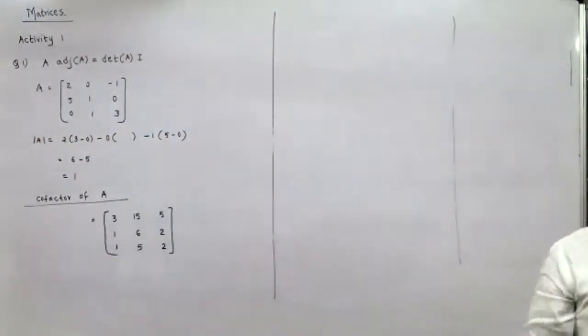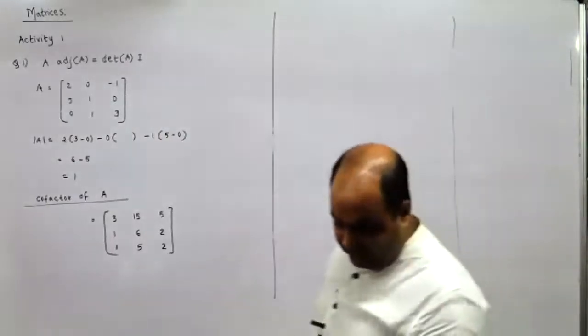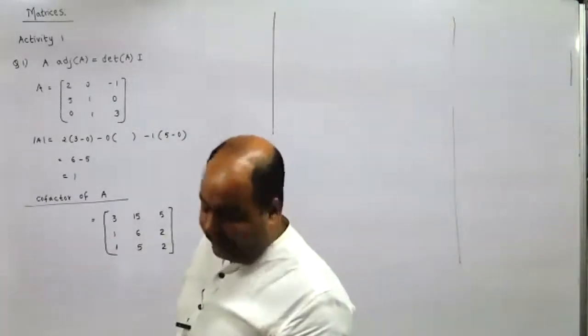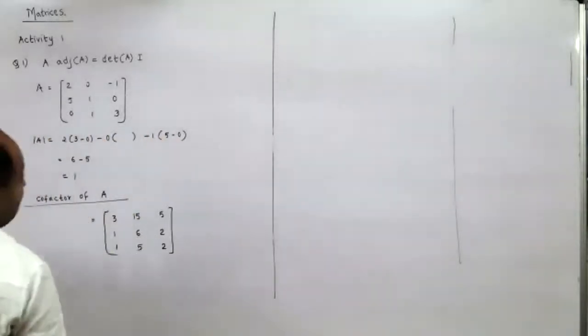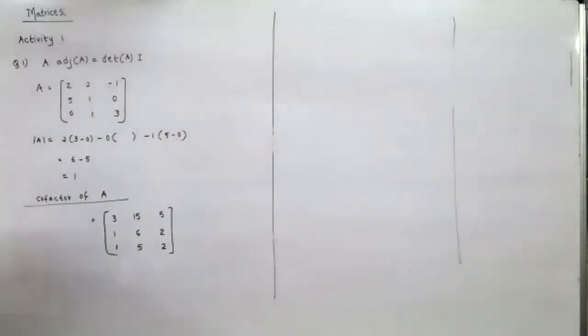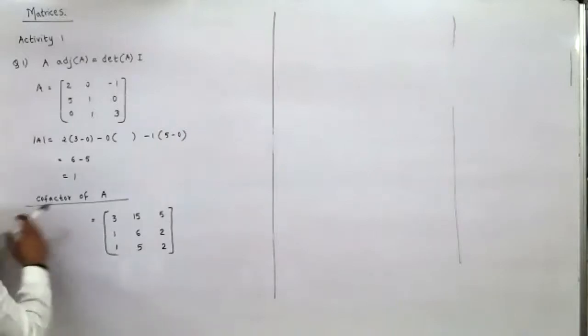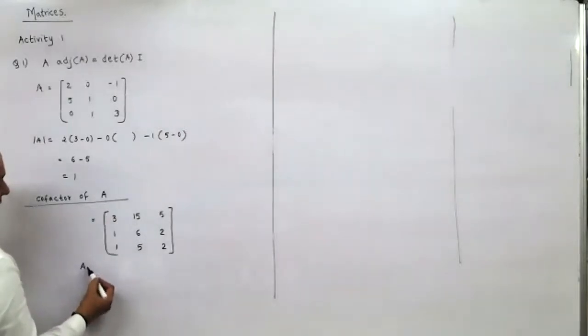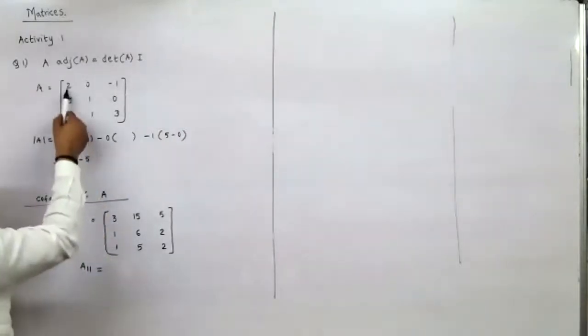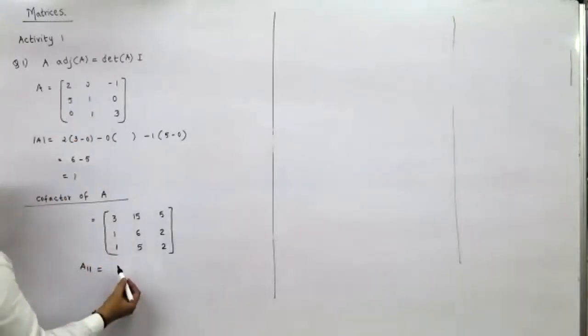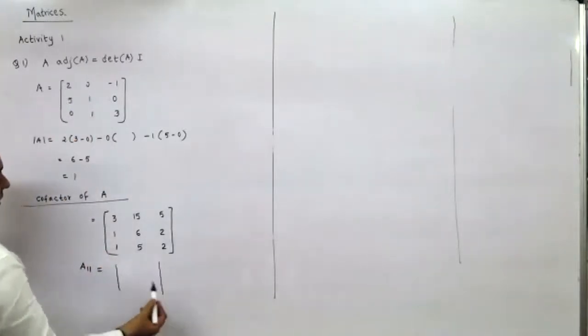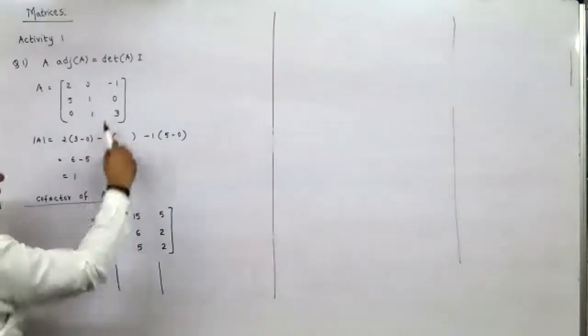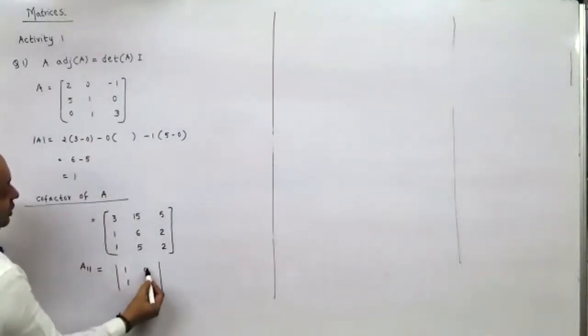Now, once you have cofactor, they may ask you to write it. So what they have done is they have asked you to find the elements. Now, how do they expect you to write the elements? Cofactor elements would be A11, they have mentioned. A11 means first row, first column. So you have to find the determinant of the remaining elements. So it is 1, 1, 0, 3.